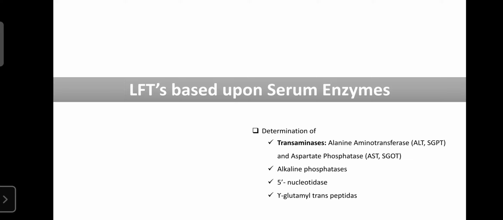Then, also commonly used in the market is the determination of alkaline phosphatase, 5 nucleotidase, and gamma glutamyl transpeptidase, also known as GGT. These three are markers for obstructive damage of the biliary ducts or liver. So they can reveal any obstruction in the liver or gallbladder. That can be assessed with the help of alkaline phosphatase, 5 nucleotidase, and GGT, the gamma glutamyl transpeptidase.